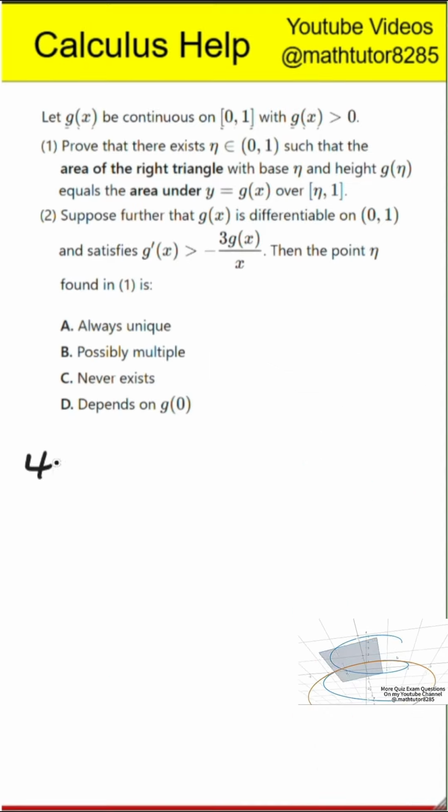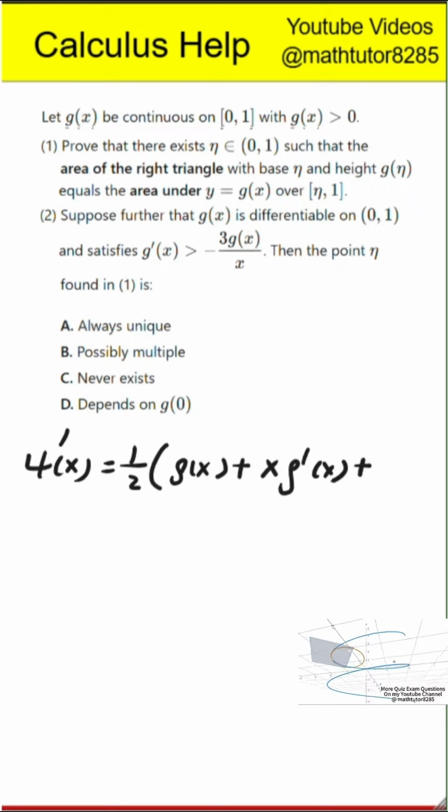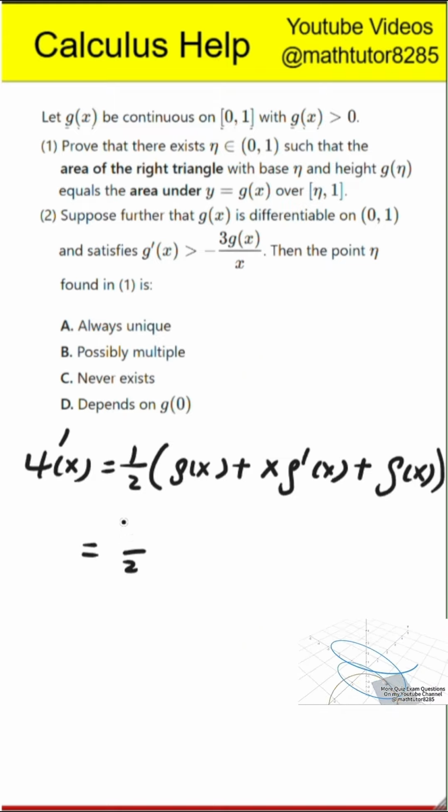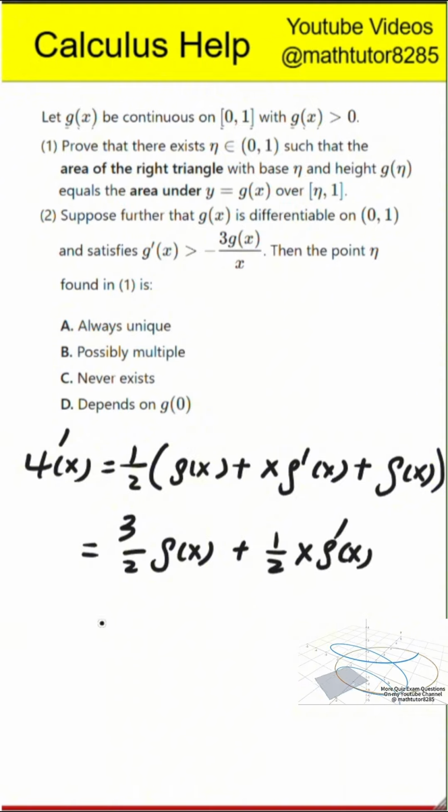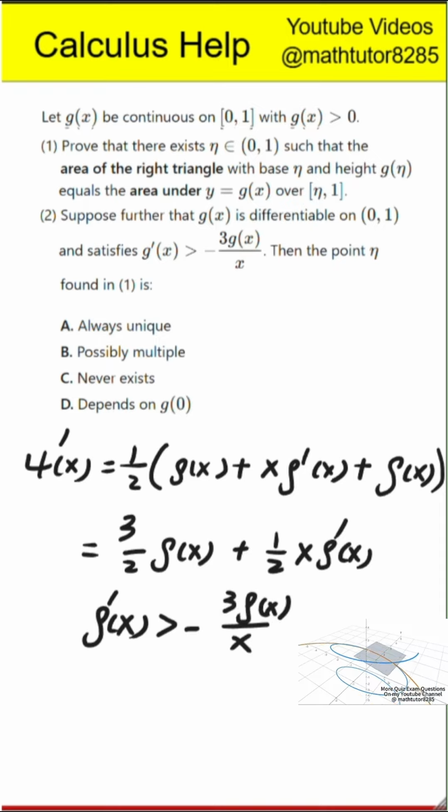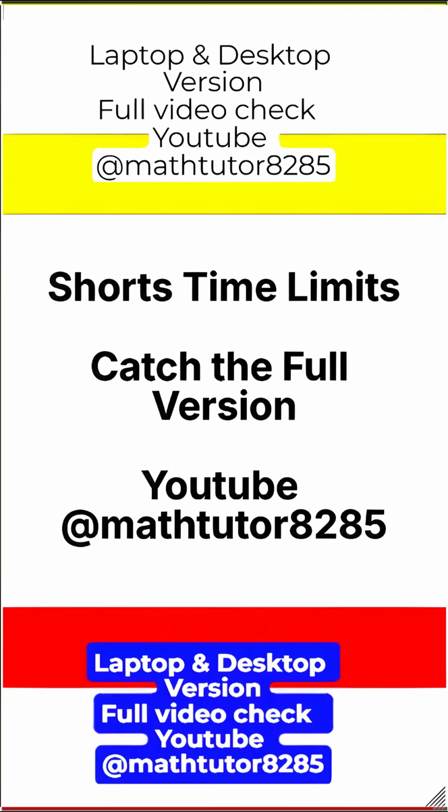Next step, uniqueness of the point eta. Now we differentiate psi of x. The derivative equals 1/2 times the sum of g of x and x times the derivative of g of x, plus an extra g of x from differentiating the integral term. After combining, this gives 1/2 times x times g prime of x plus 3/2 times g of x. Because we are told that g prime of x is greater than negative 3 times g of x divided by x, the whole expression for psi prime of x becomes greater than 0.